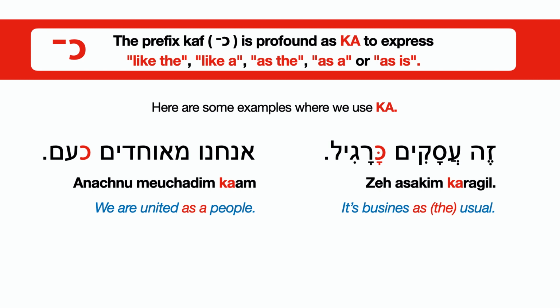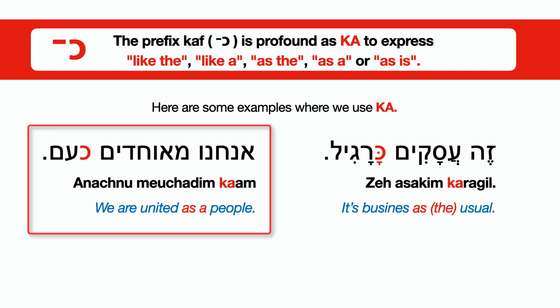And the other example is אנחנו מאוחדים כעם. אנחנו means we, מאוחדים, united, ka, as a, okay, not just as people. We don't say as people. We say as a people. So ka, we use a, כעם. אנחנו מאוחדים כעם. We are united as a people.